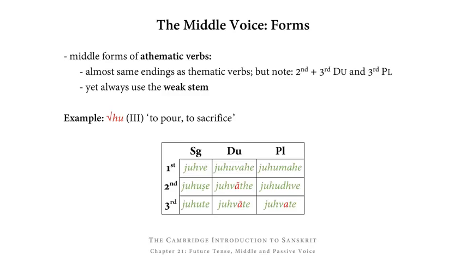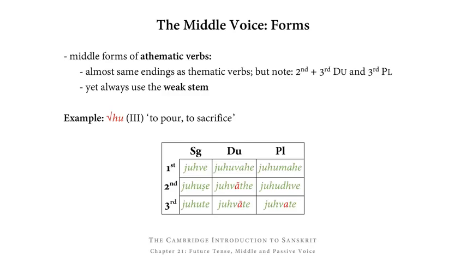Now, we've already seen this verb in the active, juhomi, juhoshi, juhoti, and so on, but it actually also has middle forms. And as we said, in the middle you only find the weak stem, so that would be juhu, and to that you add your middle endings. Now, in front of the first singular ending e, which is a vowel, the u at the end of the weak stem, juhu, changes into its prevocalic form, which is w, so we get juhwe, then juhushe, notice internal sandhi from se to she due to ruki, then juhute, dual juhuwahe, second dual juhwate.